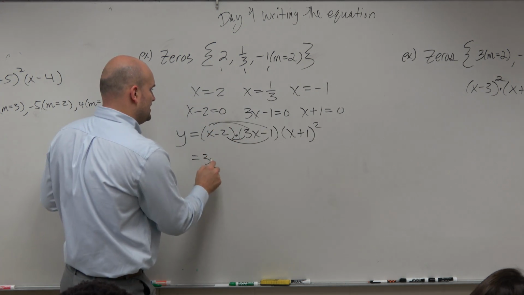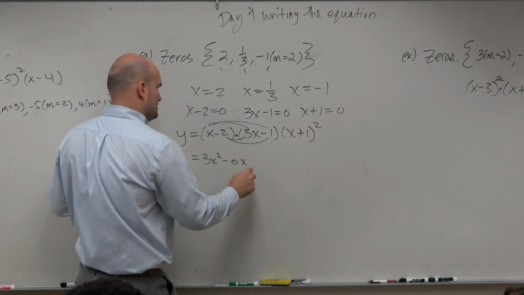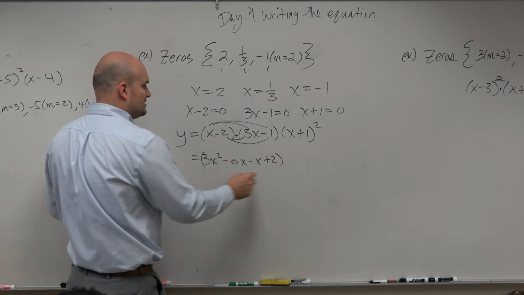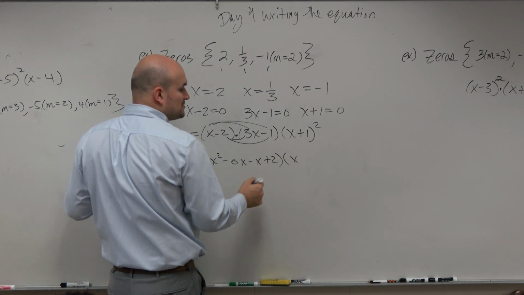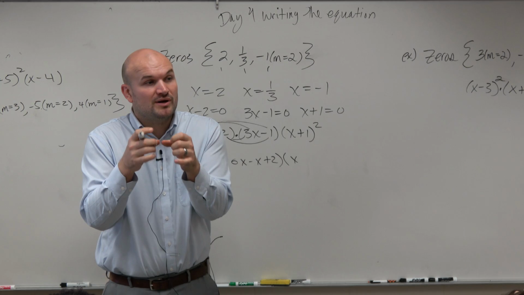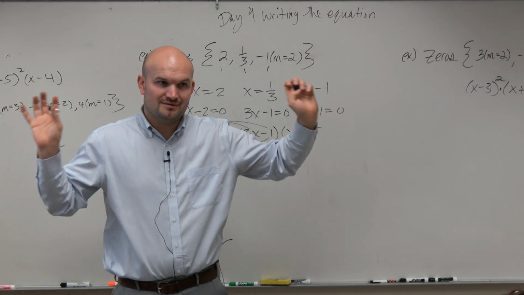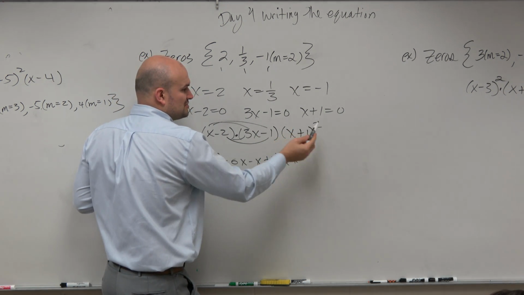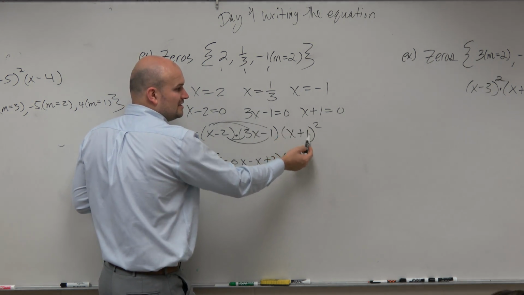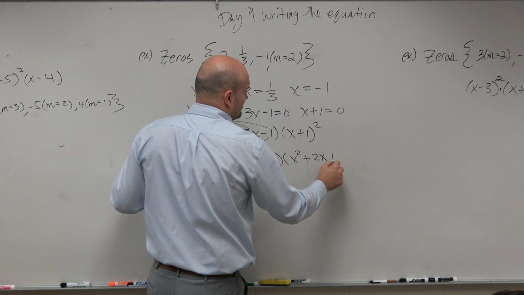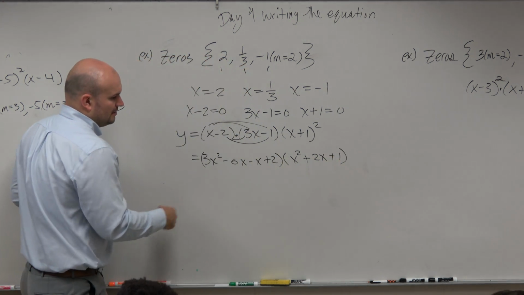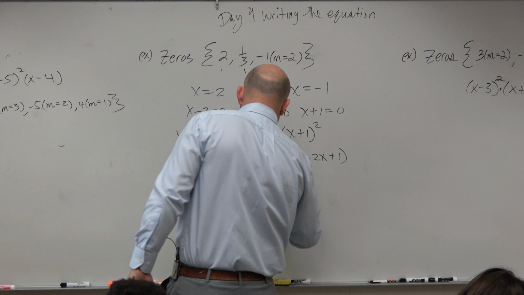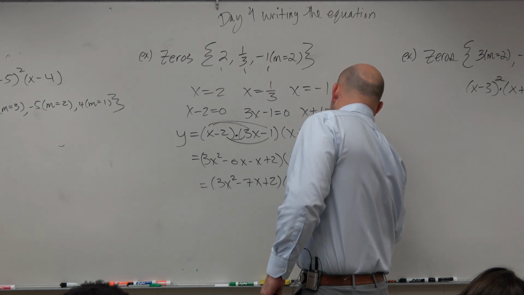So I'd have 3x squared minus 6x minus x plus 2. Just remember, guys, that's still inside parentheses. Times x plus 1 squared. That's a binomial squared, guys. Remember, binomial squareds get multiplied to perfect square trinomials, so I really don't even have to do factoring here. I automatically know this is going to be the first term squared, the second term squared, and then 2 times these 2 terms. So it'd be x squared plus 2x plus 1. Now I can just combine my like terms here: 3x squared minus 7x plus 2 times x squared plus 2x plus 1.